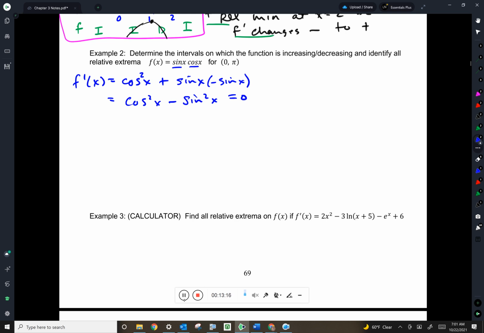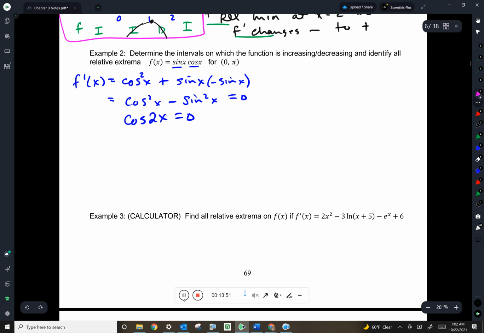Now, I see 2 choices. I could move the sine squared over, take the square root of both sides, and then I would have cosine equals sine. And actually, I'm thinking that might be what you guys would do. I'm going to practice an identity. Because cosine squared minus sine squared, does that look familiar at all? Do you recognize that that is actually the identity of cosine 2x? Well, it is. So I'm going to change cosine squared minus sine squared to be cosine of 2x, and I'm trying to find when that equals 0.